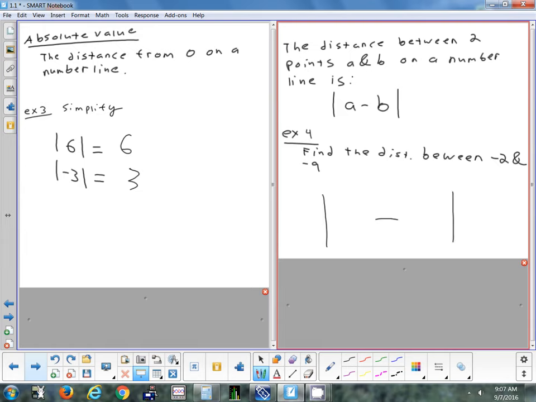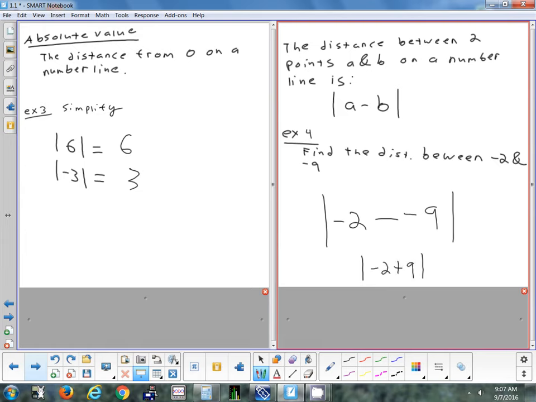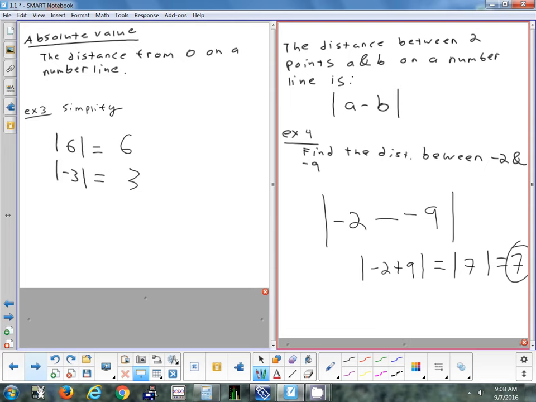All right, so to find the distance between negative 2 and negative 9, subtract them. Just be careful with your signs. Negative 2 minus negative 9. When I do negative 2 minus negative 9, what's going to happen there? Yep, it's going to become plus 9. And what's negative 2 plus 9? 7. So the distance between negative 2 and negative 9 on the number line is 7 units. Okay, questions on that?